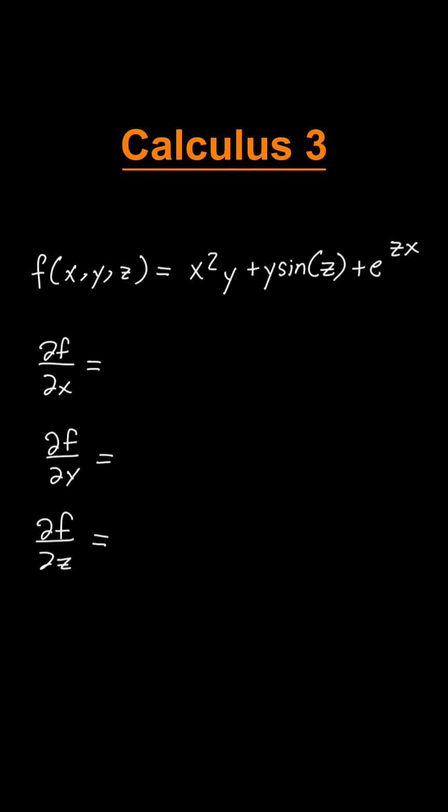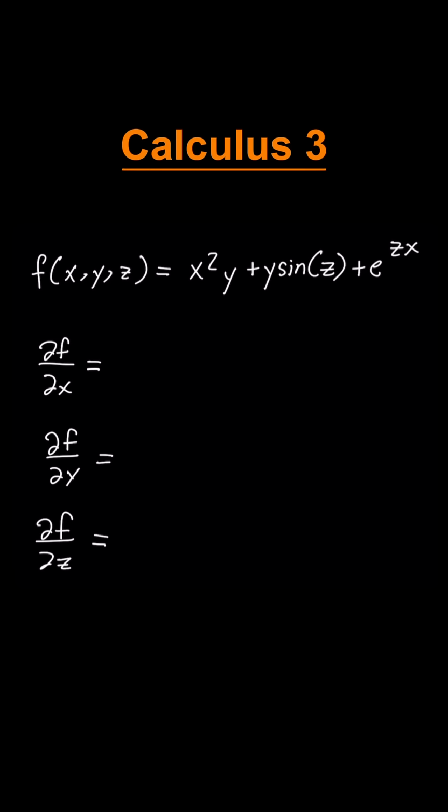How do we find the three partial derivatives to this multivariable function? In order to take a partial derivative, let's say here, we differentiate with respect to x and we treat y and z, basically anything that is not x, as a constant. So I'll refer to this as the first part, this is the second part, and this is the third part. So let's find the partial f partial x.